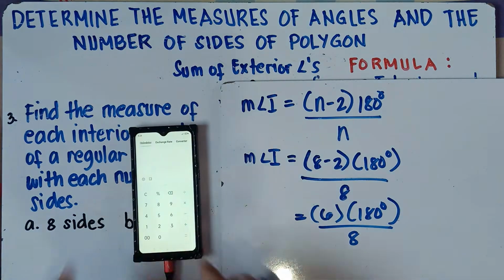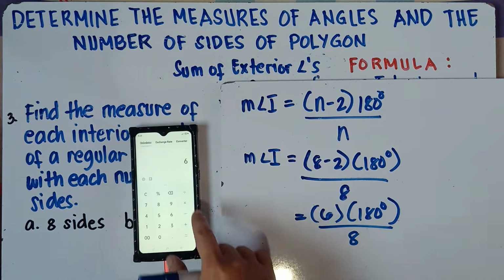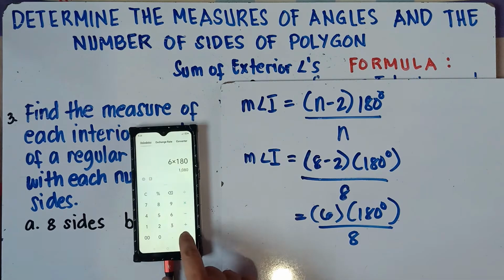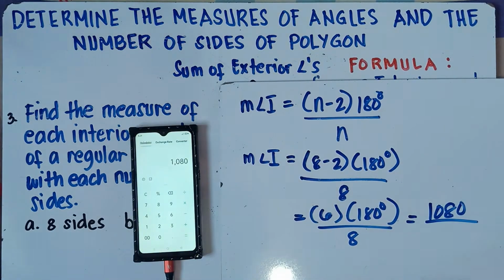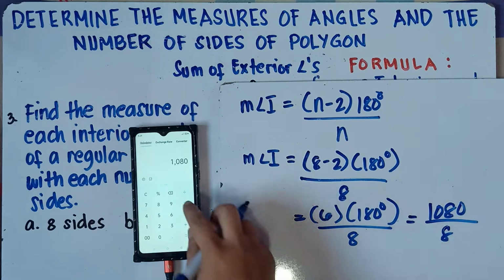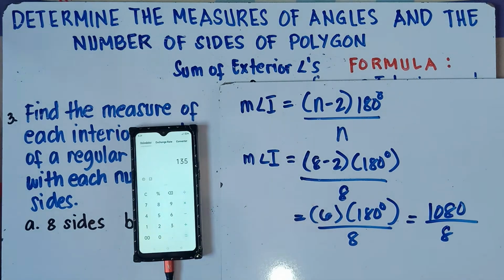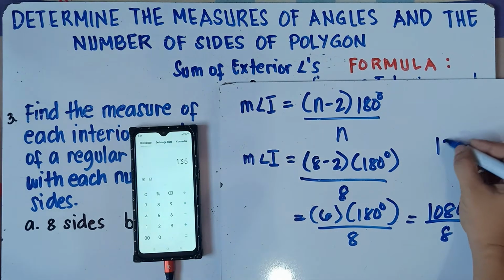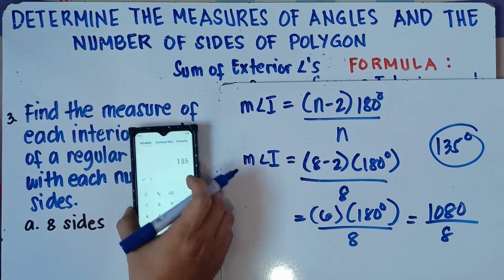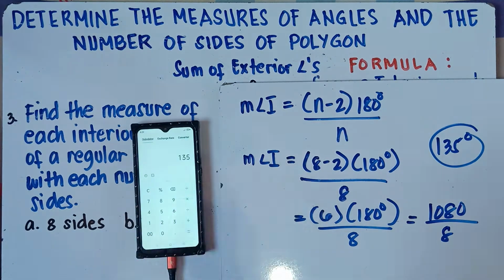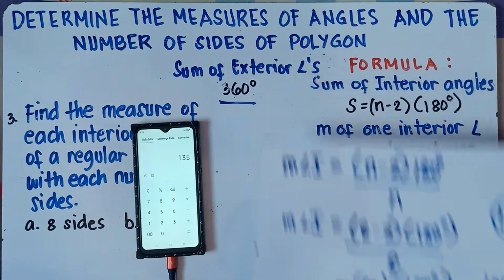So this will be 6 times 180, which is 1080. And then divide it by 8. So this will be 135 degrees. Therefore, each interior angle of a regular octagon with 8 sides is 135 degrees.